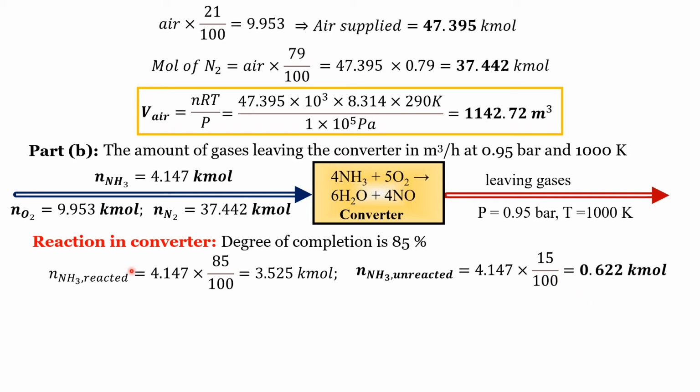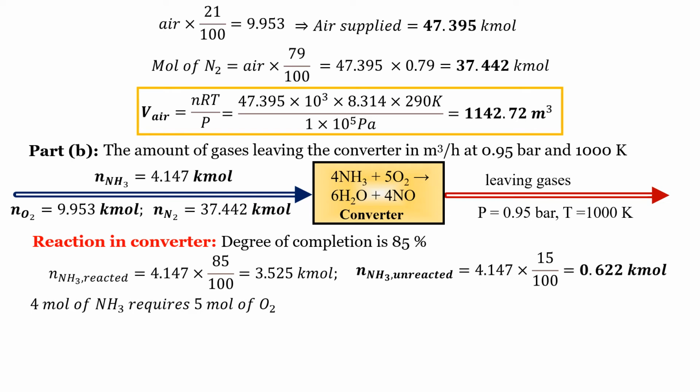Now we can also find the moles of O2 reacted and the moles of O2 unreacted, and N2 will act as an inert. So whatever amount of N2 is there, the same amount of N2 will come out in the leaving gas.